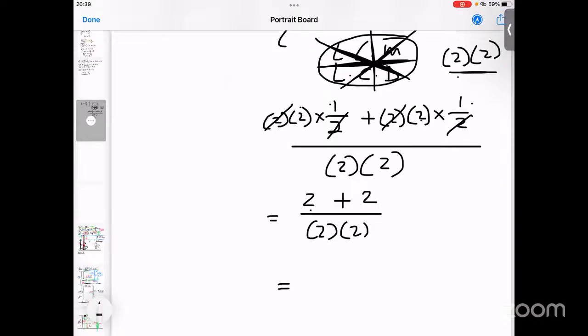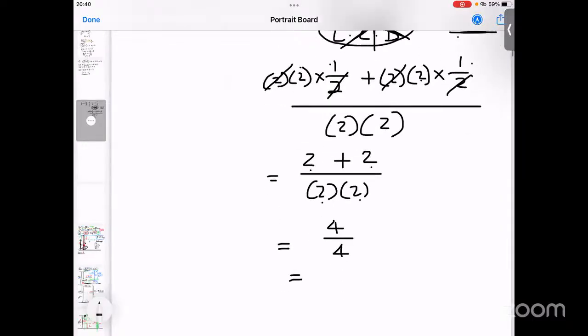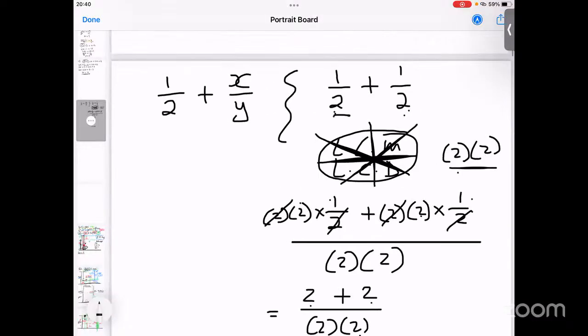Wait, what is 2 plus 2? Is it not 4? What is 2 times 2? Is it not 4? It's 4. What is 4 over 4? 4 over 4 is 1. So that's how you mathematically prove that a half and a half equals 1.